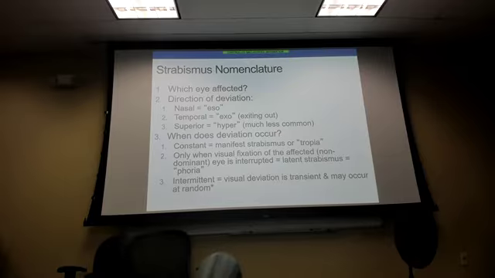Okay, so when you're looking at strabismus, we have to name it. So we're naming for the affected eye. So if it's going into the nose for this kiddo, it's an ESO. If it's going out, it's an exo. If it's going up, it's a hyper. If it is all the time, it's going to be a tropia. If it is just some of the time, it's a phoria.